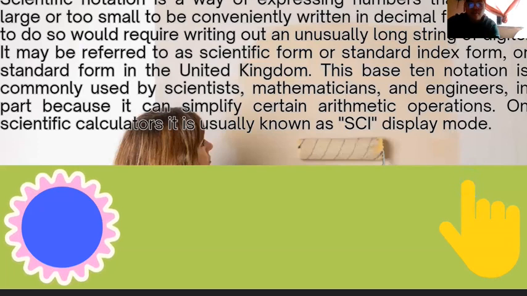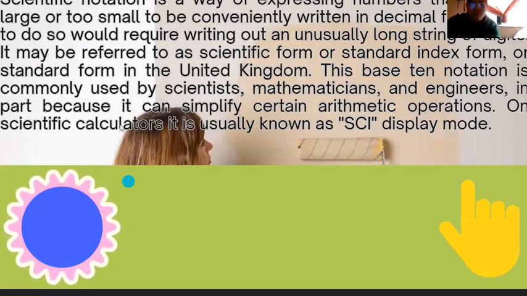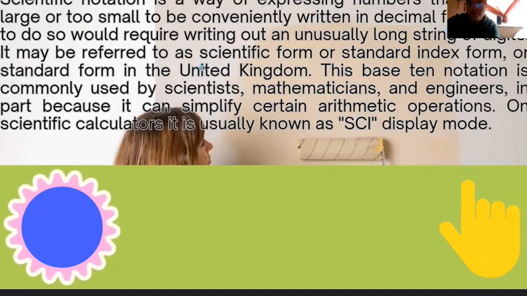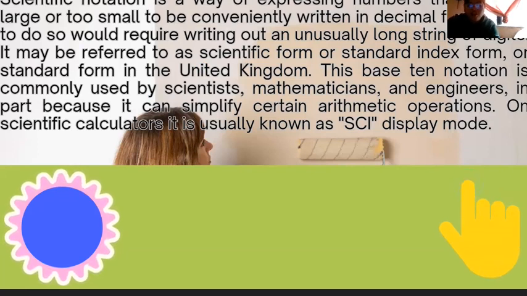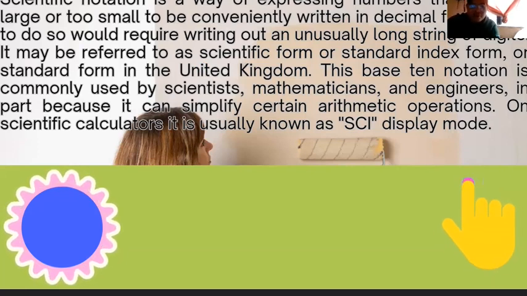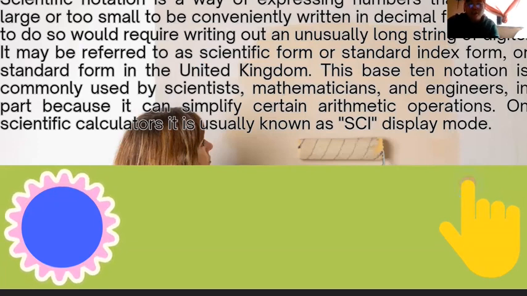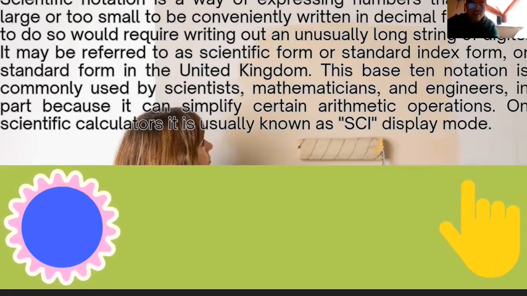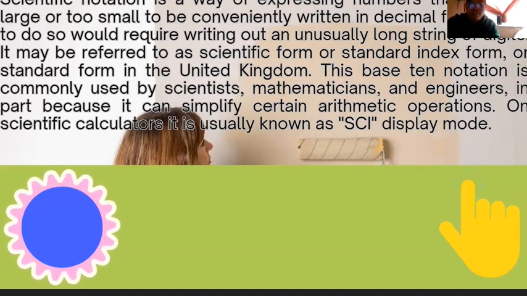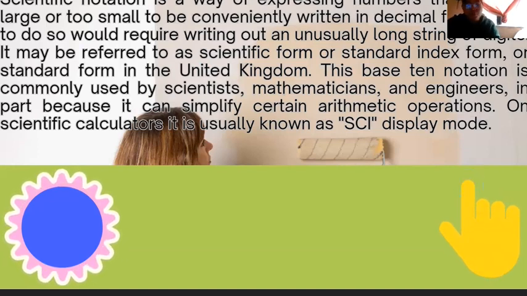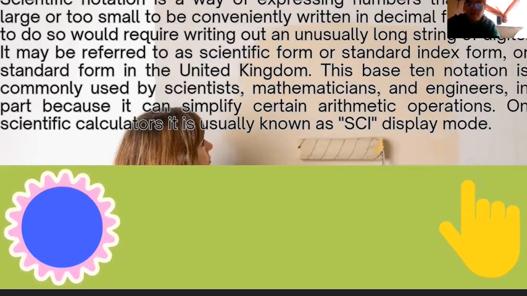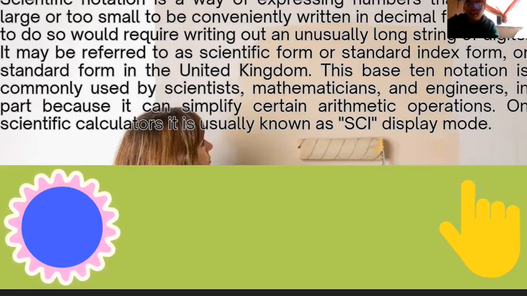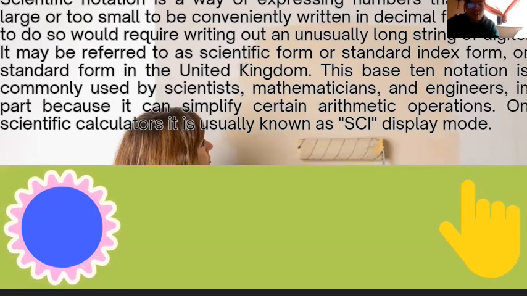Scientific notation is a way of expressing numbers that are too large or too small to be conveniently written in decimal form, since to do so would require writing out an unusually long string of digits. It may be referred to as scientific form or standard index form, or standard form in the United Kingdom. The United Kingdom is part of Europe, wherein France, Britain, Germany, Russia, England, and London are included also.